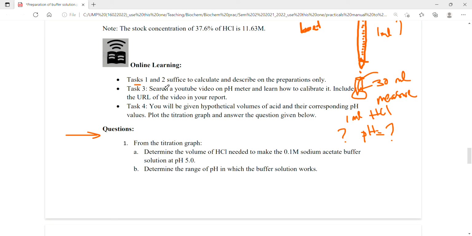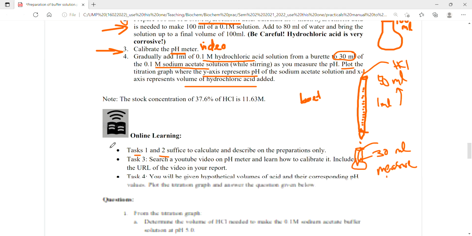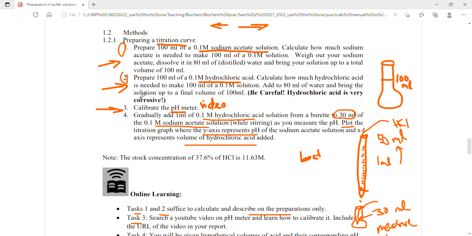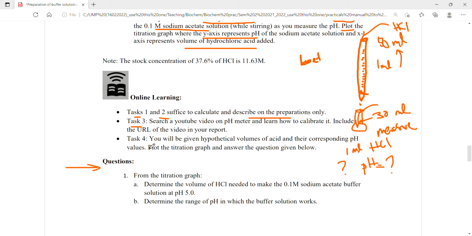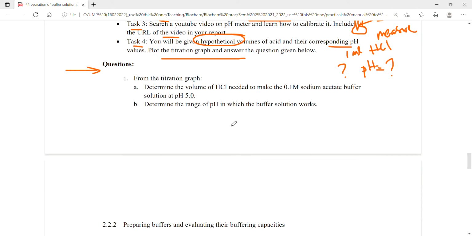For task 1 and 2, you are only to describe to me how you prepare. Task 3, this one, you are given a video to watch. Task 4, I will give you a hypothetical result of the volume and also the corresponding pH to enable you to do the titration graph. Okay, and then please answer this question.